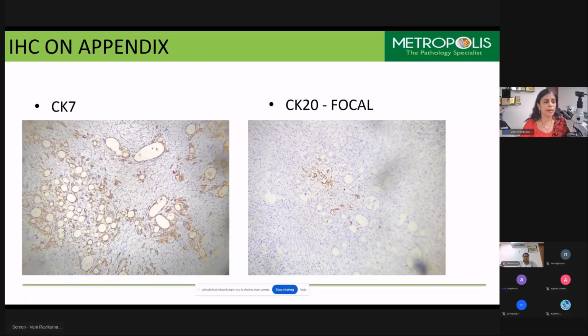What about the appendix? We did the IHC on the appendix also. It showed CK7 diffuse strong positive, CK20 was focal. You can see just one area here positive.